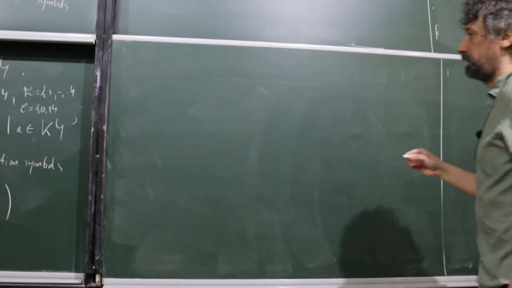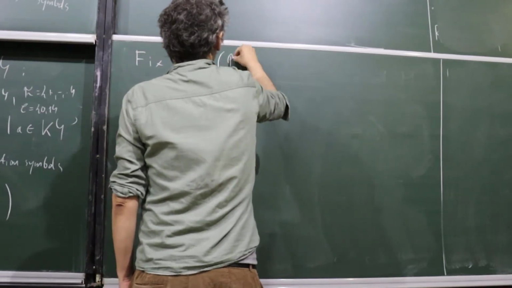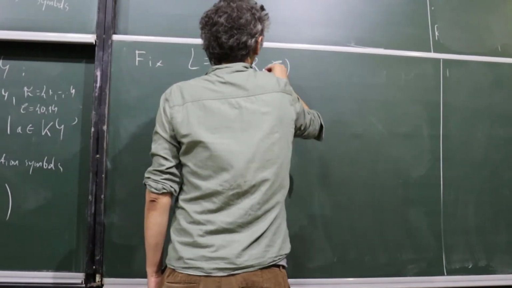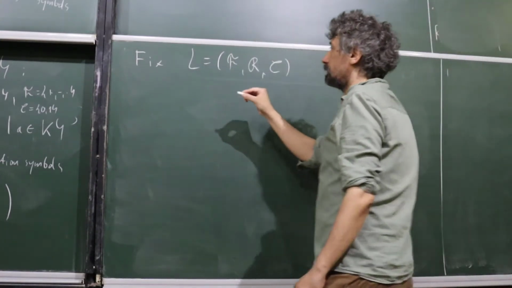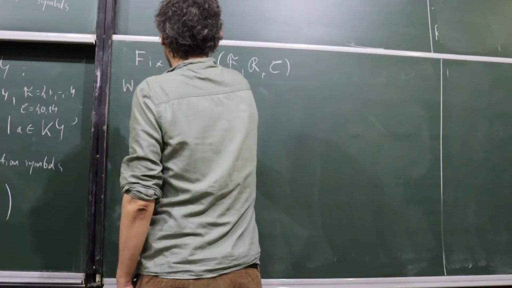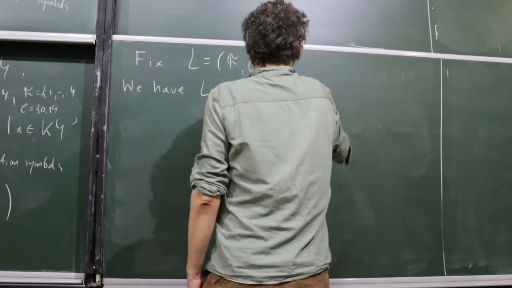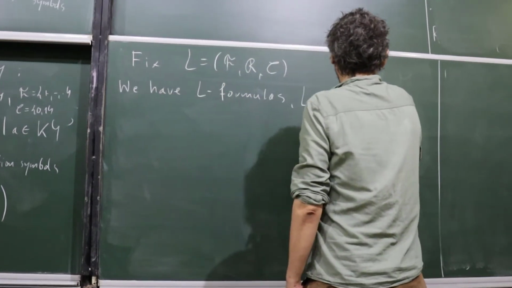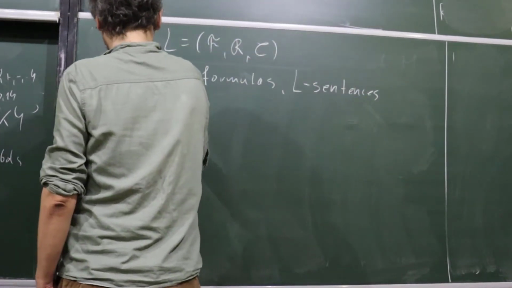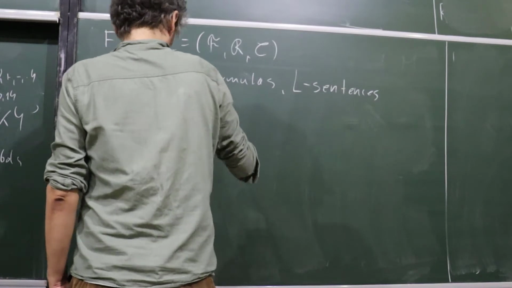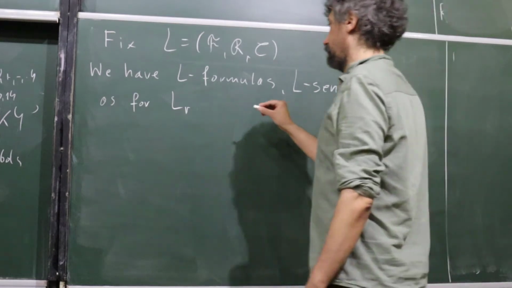Okay, so fix a language. So again, we have L formulas, L sentences, as for the language of rings. Okay, maybe one difference. So one new thing.